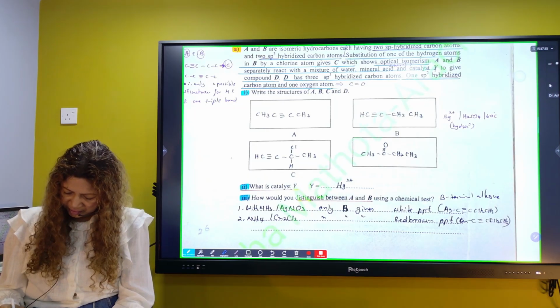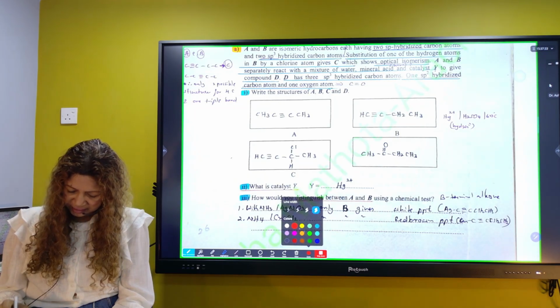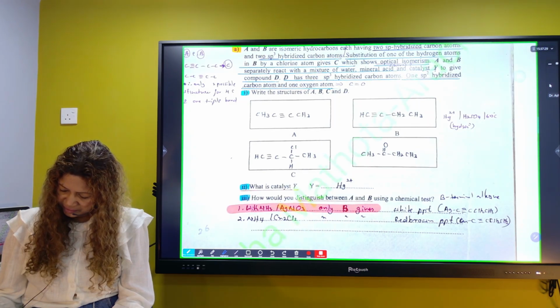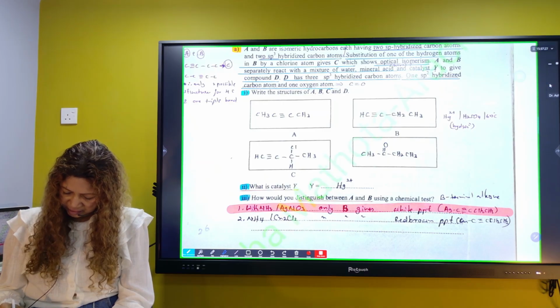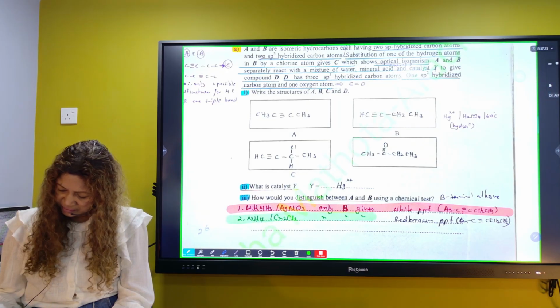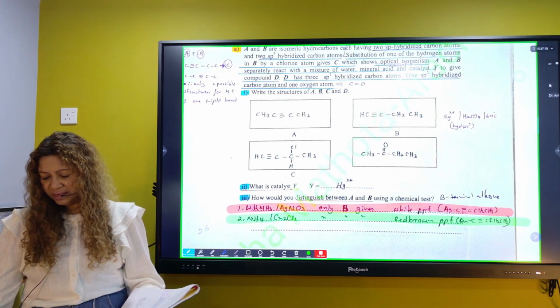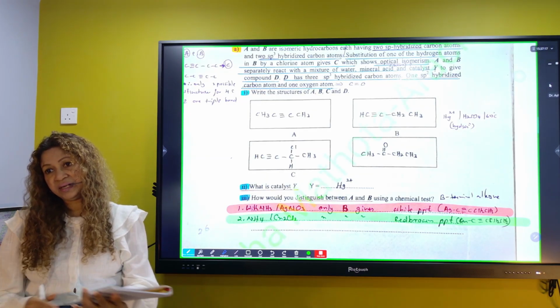Distinguish between terminal and normal alkyne. Ammoniacal silver nitrate or Tollens gives white precipitate, and this is the product. Ammoniacal cuprous chloride with B gives red-brown precipitate, and that is this. A doesn't show. You have to write that as well. A doesn't show that.